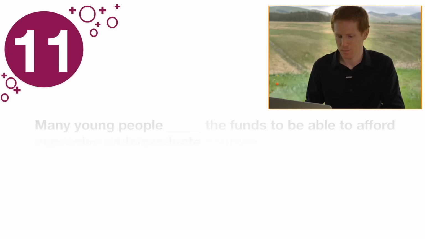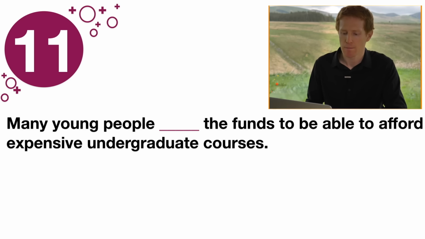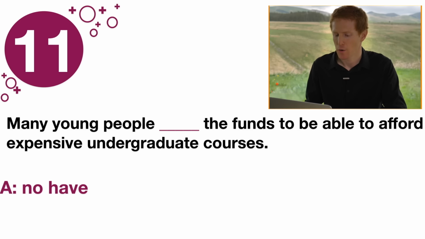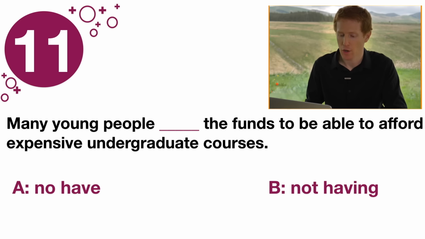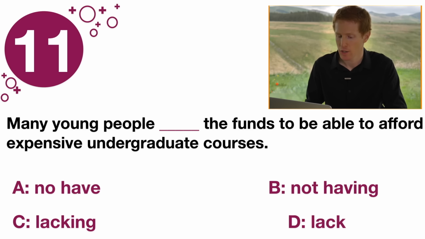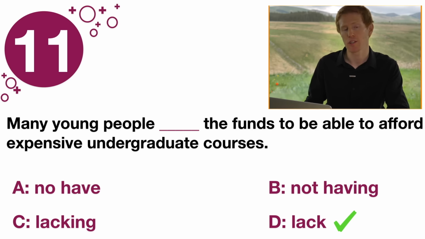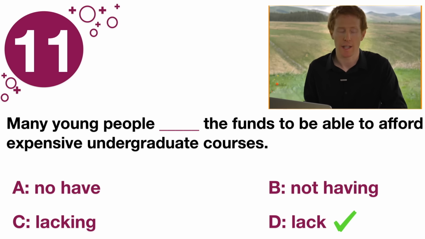Okay, number 11. Many young people, something the funds to be able to afford expensive undergraduate courses. So A, no have, B, not having, C, lacking, or D, lack. And the answer is D, lack. So lack means to not have enough of something. So in this case, students don't have enough money to go to study their undergraduate courses.